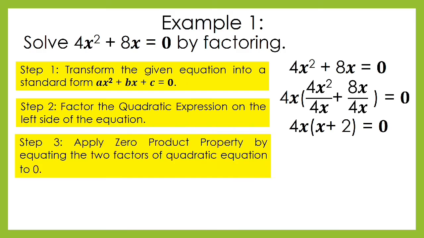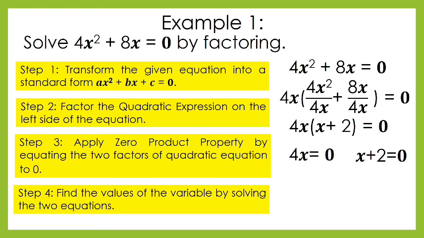And then for the step 3, apply zero product property by equating the two factors of quadratic equation to 0. These are the two factors, so i-equate natin siya to 0. The first one is 4x. So, 4x equals 0. And then, the other factor is x plus 2, i-equate natin siya sa 0.